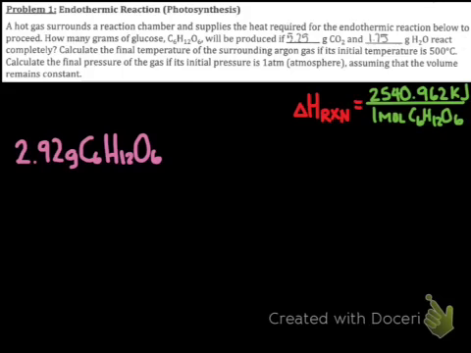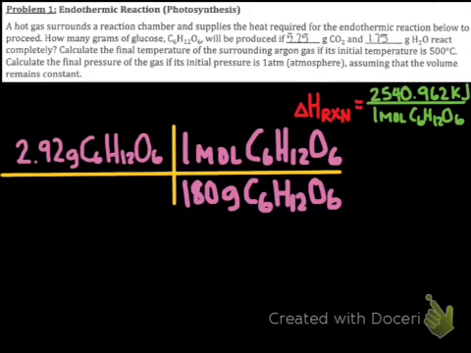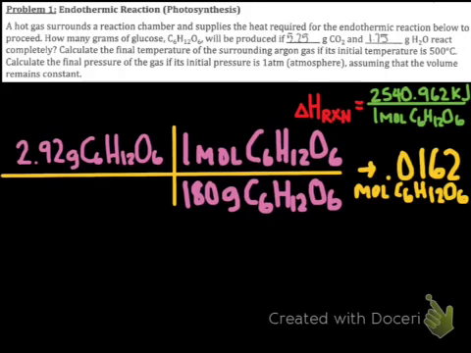Now, because the heat of reaction uses moles, we have to use moles too. Now, 2.92 grams is not moles, so we have to convert the 2.92 grams of glucose into moles. And this is just a simple one-step conversion. And after solving this, we get 0.0162 moles of glucose.